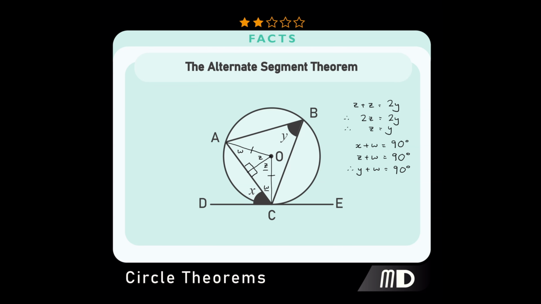If X plus W is equal to 90 degrees and Y plus W is equal to 90 degrees, it follows that X plus W is equal to Y plus W. And subtracting W from both sides gives us X equal to Y. So, X and Y are both equal. And that's the alternate segment theorem.